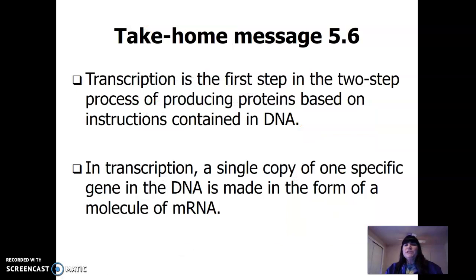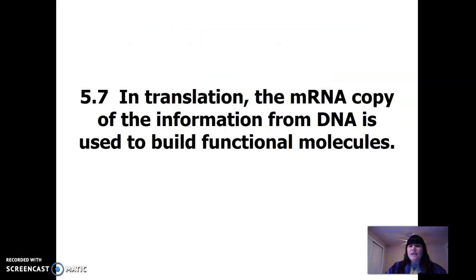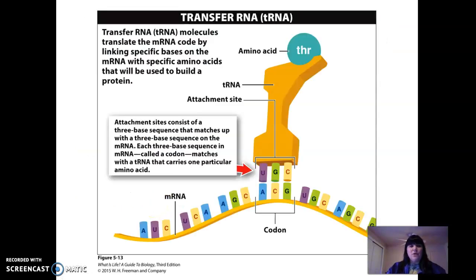It says transcription is the first in a 2-step process producing proteins, okay? In transcription, a single copy of one specific gene is made to form mRNA. All right. In translation, the mRNA is used to make molecules, specifically proteins. So the things that need to be there are amino acids. Remember, amino acids are building blocks for proteins. There have to be ribosomes, and there's another RNA molecule called transfer RNA. By the way, DNA makes transfer RNA. DNA makes messenger RNA. DNA makes transfer RNA.